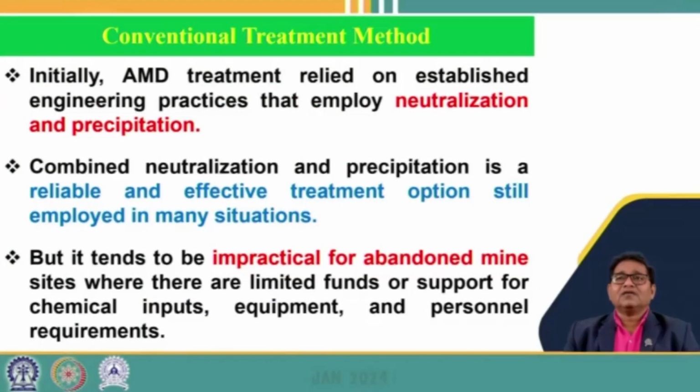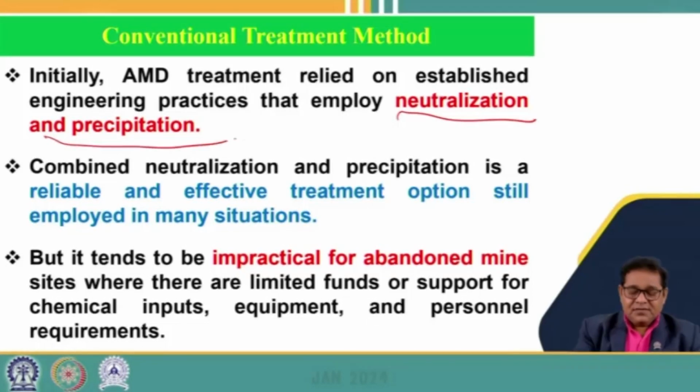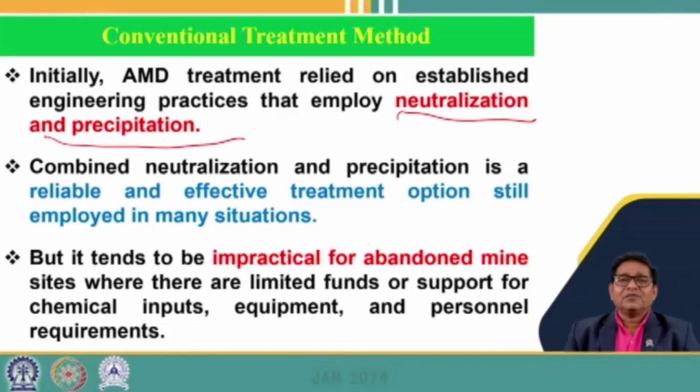So then let us talk about the various treatment techniques which are used for the treatment of this acid mine drainage. Mostly all the coal mines which are located in the tertiary coal fields use this technique, which is called the conventional treatment technique, which implies basically the neutralization and precipitation process. This combined neutralization and precipitation helps in precipitation and removal of various heavy metals present in the wastewater. At the same time, the water gets neutralized.